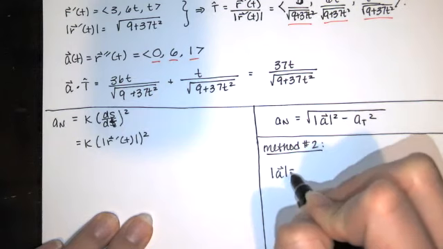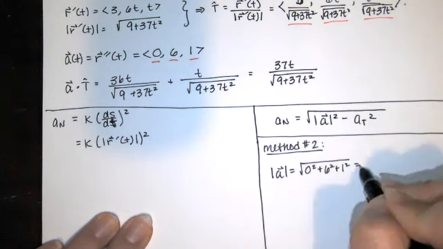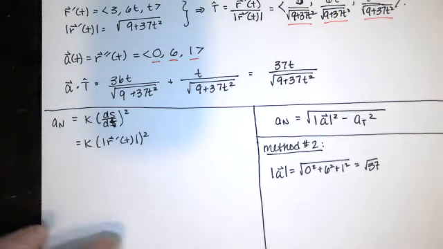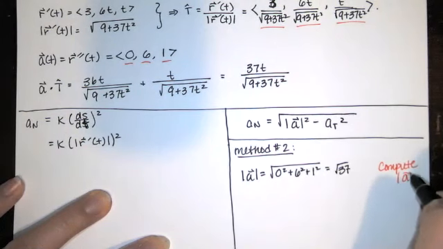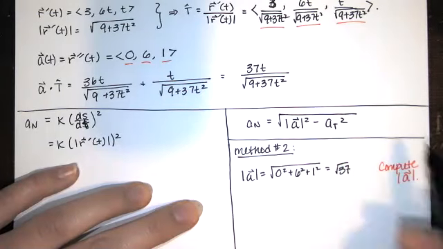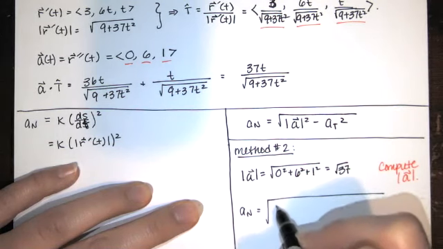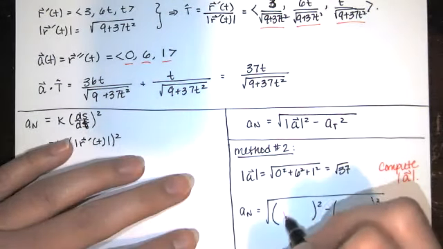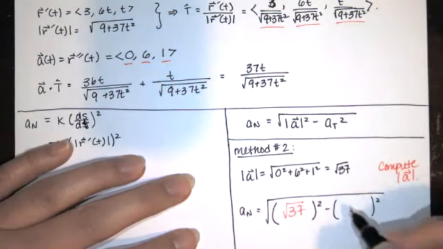So we compute the magnitude of A by taking the components of A, the 0, the 6, and the 1, you square them and add them and take the square root. It's the square root of 37. Then you want to take your magnitude of A and A sub t and substitute them into the formula and simplify. So we have the square root of 37 and we're squaring it. And then the a sub t was this right here.